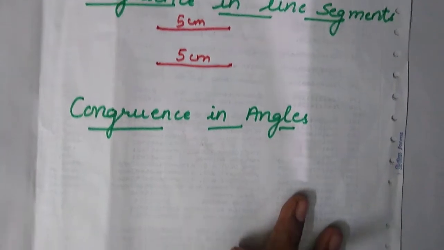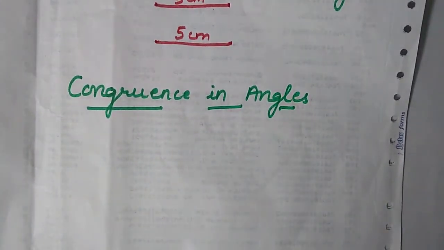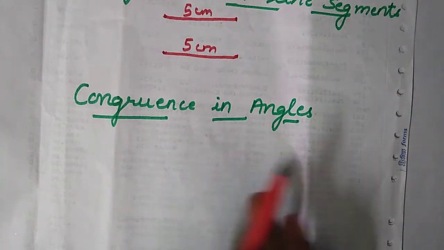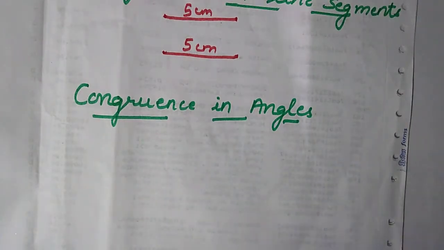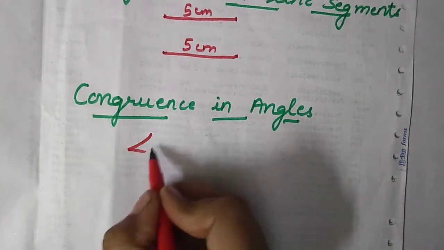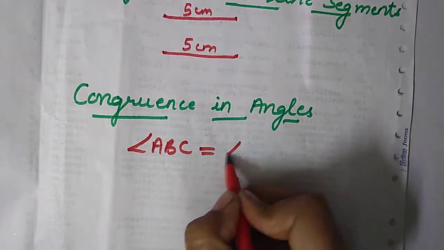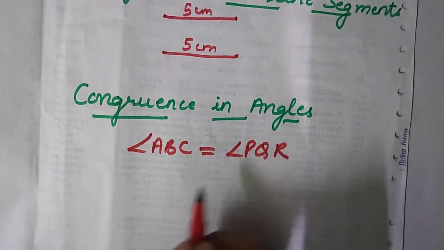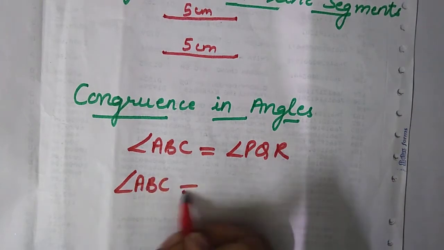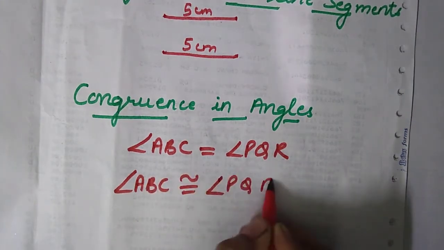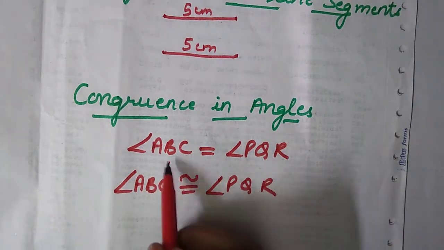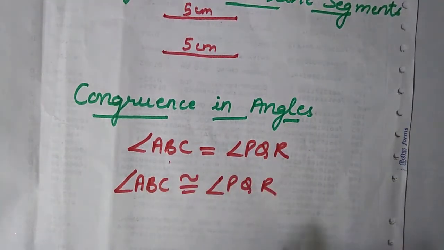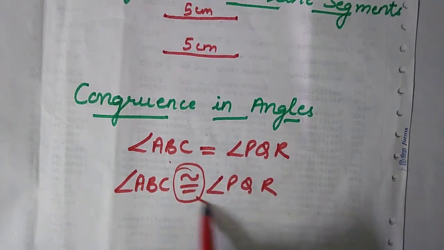After that we have learned congruence of angles, and we have learned that two angles are congruent if and only if they have the same measurement. If two angles are congruent, then we can say they are equal. We write angle ABC is equal to angle PQR. That means angle ABC is congruent to angle PQR. If the angles are equal, then we can say the angles are congruent, and this is the sign of congruence.